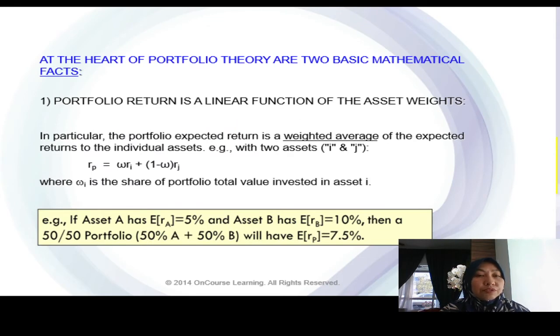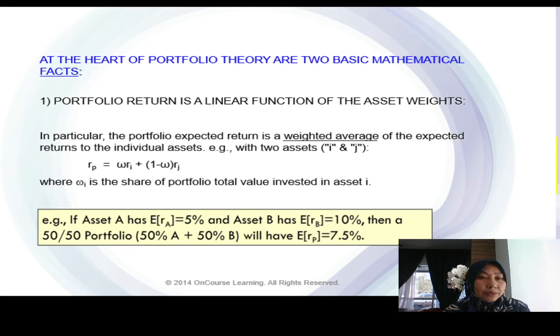At the heart of portfolio theory are two basic mathematical facts. The first one is that portfolio return is a linear function of the asset weights. In particular, the portfolio expected return is a weighted average of the expected returns to the individual assets. So it links with the individual assets, with at least two assets, because portfolio theory does not work for one type of asset only, because it is a portfolio.